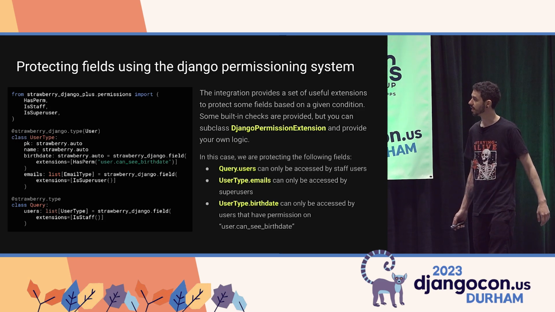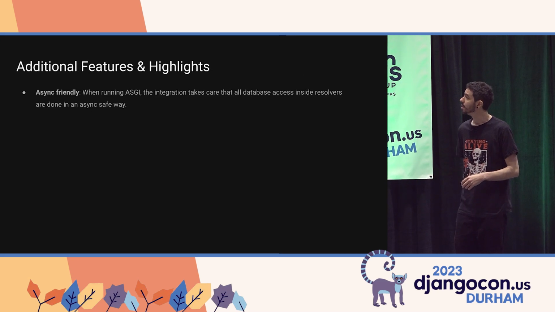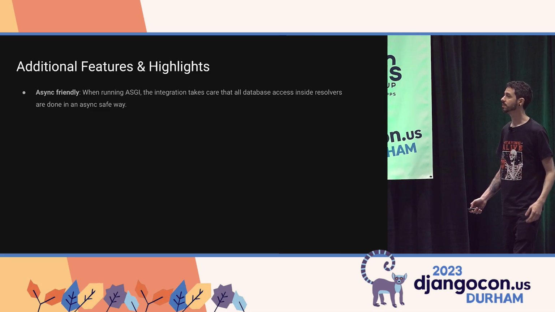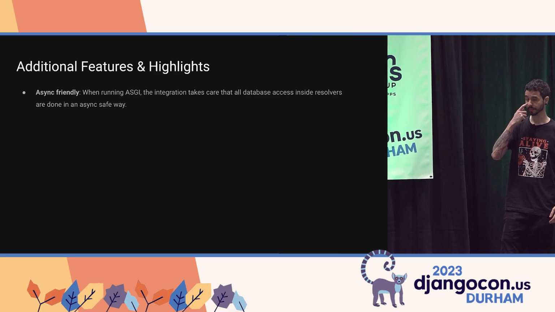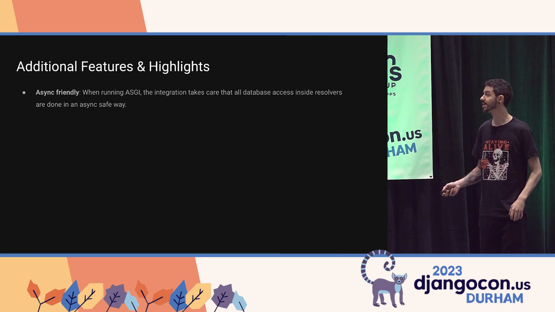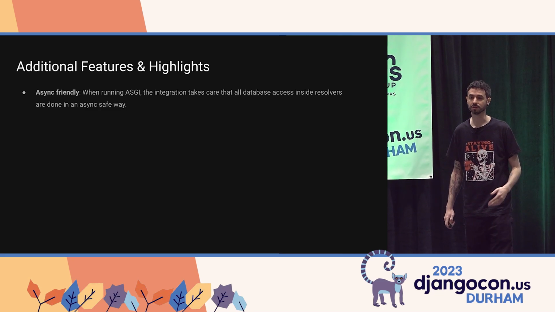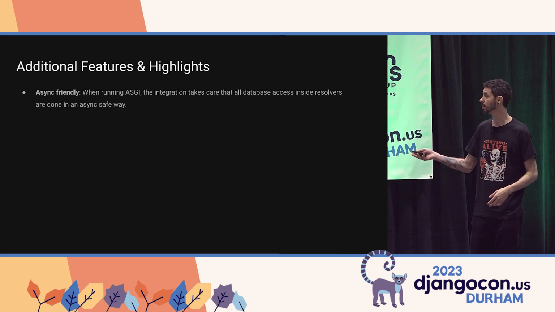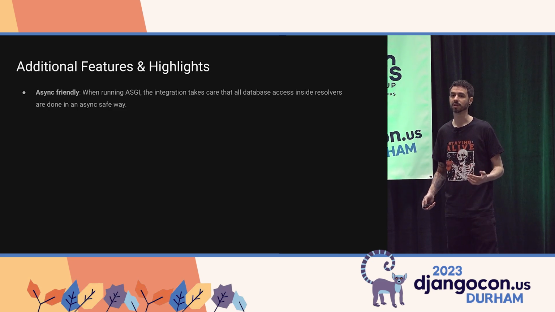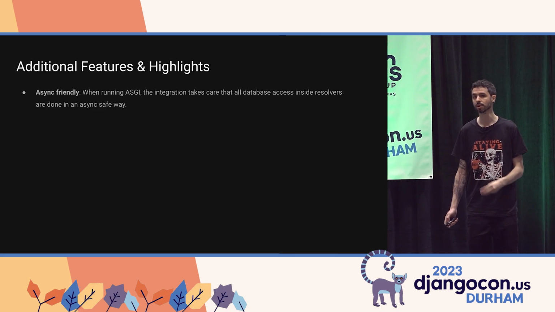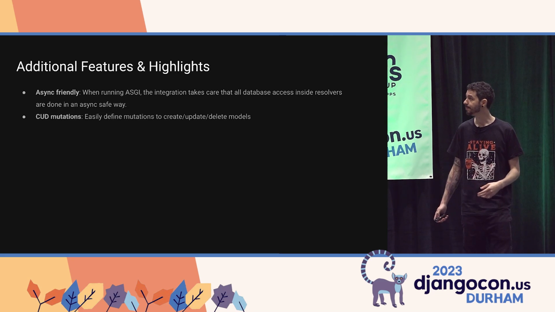Other features and highlights that it provides. Strawberry itself and the integration are async friendly. You can use Strawberry and Strawberry Django either using WSGI or ASGI. I personally prefer ASGI. There is a lot more stuff that you can do using ASGI.